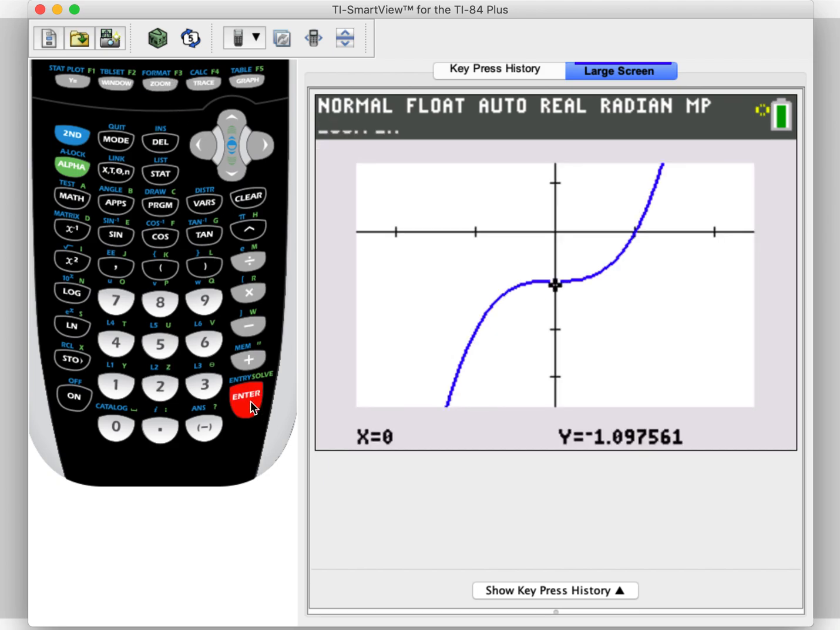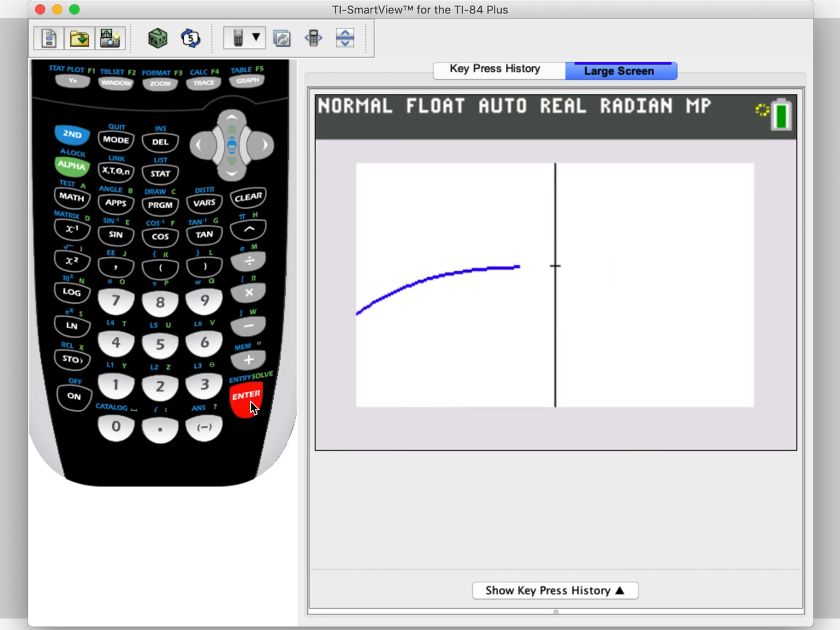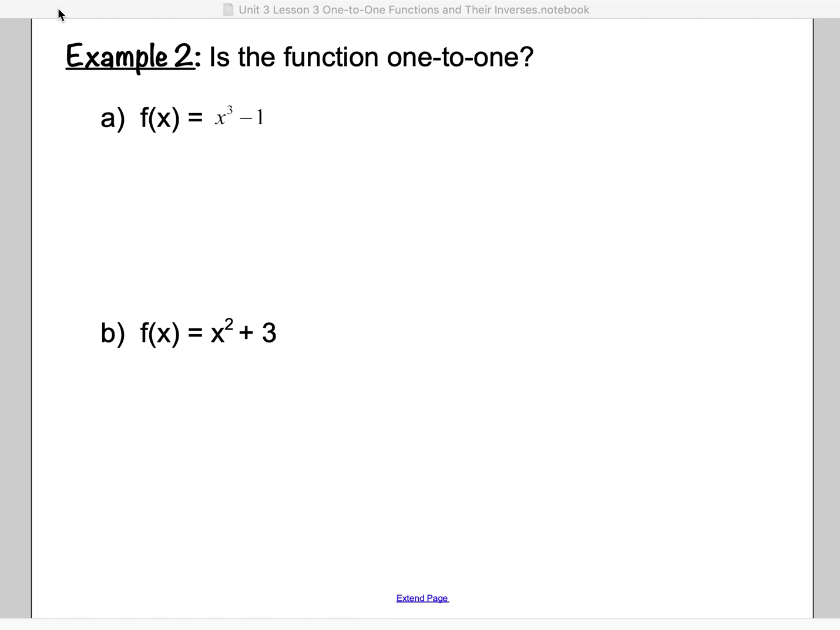So zoom in a little bit further. Can you guys see it's always going up, up, and up? So it would pass the horizontal line test. So is it a one-to-one function? Yes, it is. That x cubed kind of throws people for a loop sometimes.